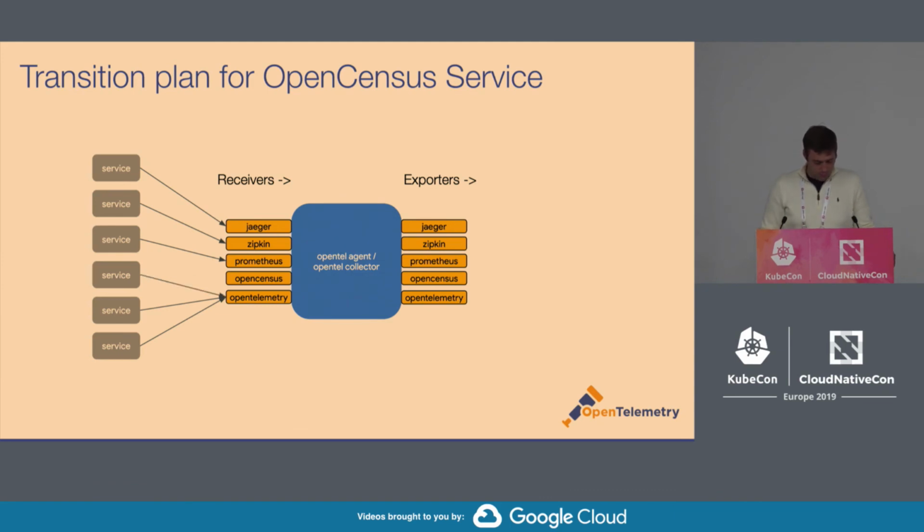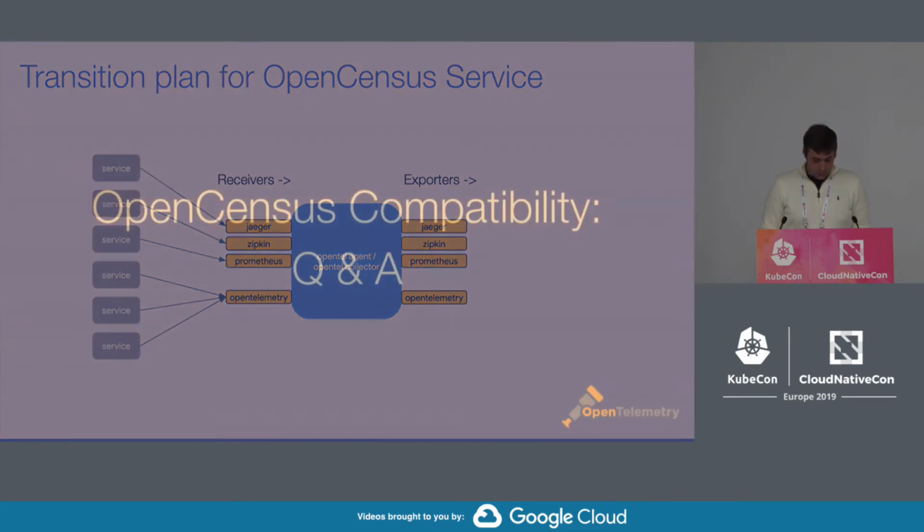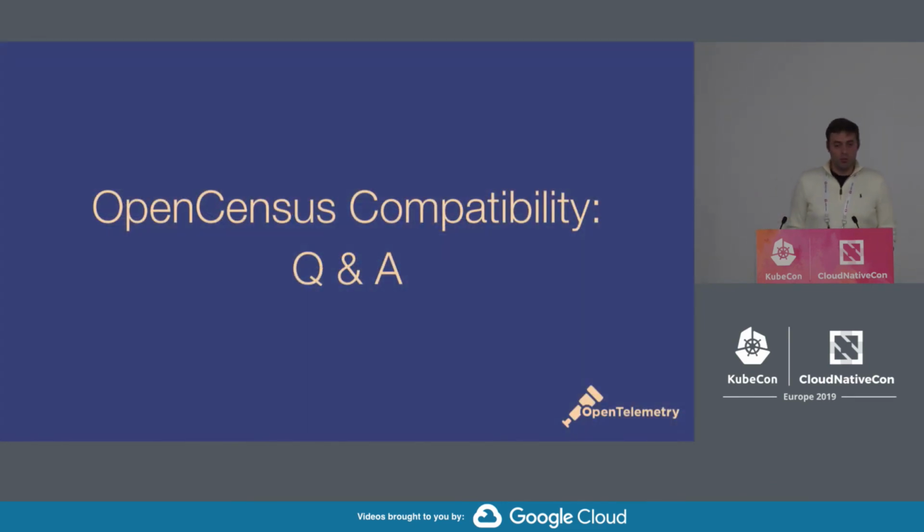And after a couple of upgrades, probably we'll end up removing the OpenCensus protocol, which will be probably in 2 years, I think. We promised 2 years of backwards compatibility for everything. And that's almost what we plan to do for OpenCensus. Questions?